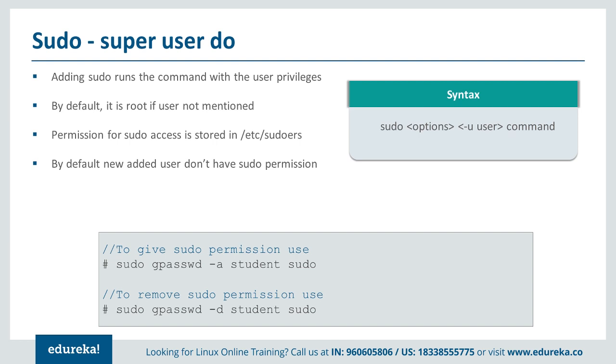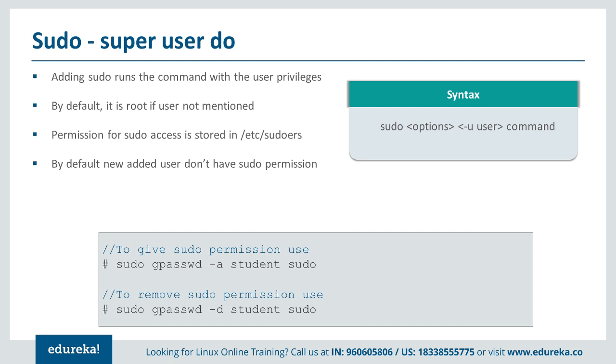Sudo. Adding sudo runs the command with superuser privileges. By default, it is root if user is not mentioned, as we already discussed. So you are just prepending the sudo command over any of the commands. For example, if I'm creating a directory, mkdir edureka, and I'm not giving sudo, it may not have the permission to create a directory in the root folder. But if I prepend sudo over mkdir, it will be able to create the folder in the root folder also. Permissions for sudo access are stored in /etc/sudoers.